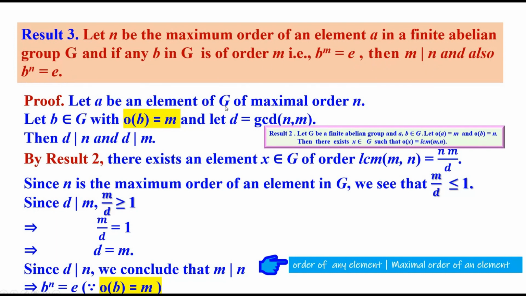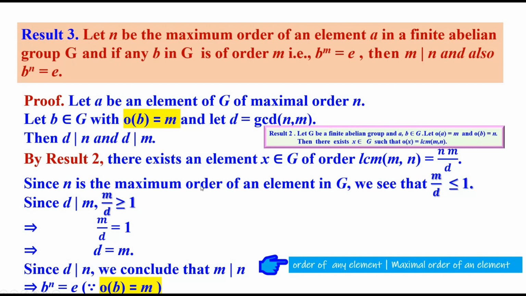Now we shall take a to be an element of G of maximal order n, and let b be an element in G with order of b being m. Now we'll take d to be the GCD of these two numbers, d to be the GCD of n and m. So by the definition of GCD, d must divide n and d must divide m. Now by result 2, we can find an element x in G whose order is LCM of m, n, but we know that LCM of m, n into GCD of m, n is the product mn, and as we have taken d to be GCD of n, m, this LCM of m, n should be written as nm by d.